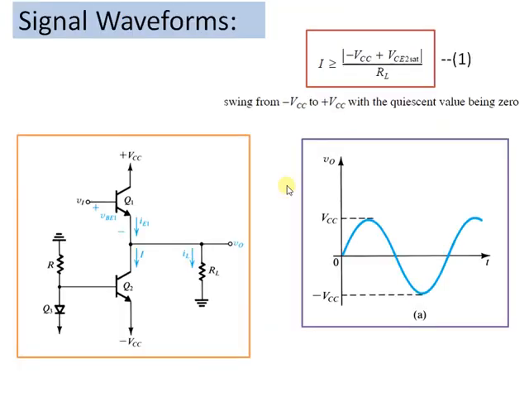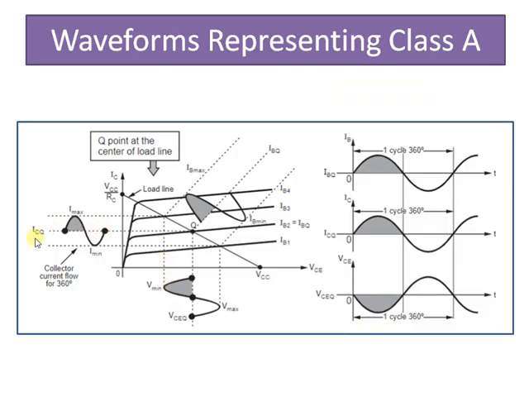Now coming to the signal waveforms. Let us consider the emitter follower circuit for a sine wave input, and we know that I should be greater than, or let me consider equal to, the magnitude of VCC plus VCE sat by RL in general. If we neglect VCE sat, and if the bias current I is properly selected, the output voltage V out will swing from minus VCC to plus VCC, with the quiescent value being at 0, which we have seen in the graph earlier. You can see the quiescent value exactly at 0.